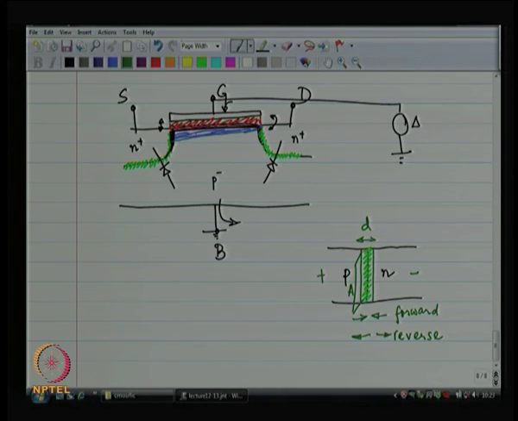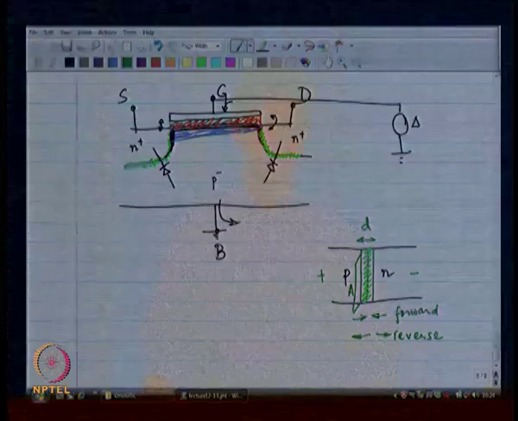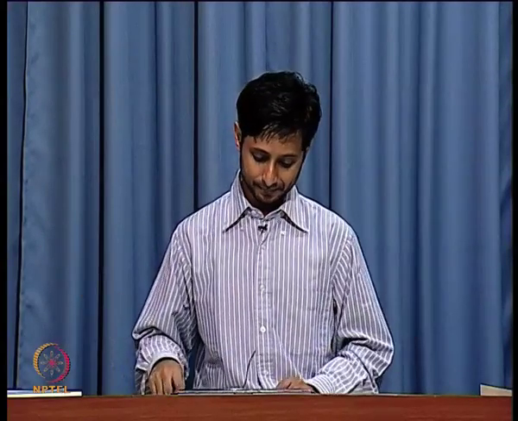So, when you reverse bias the diode, the junction expands. When you forward bias the diode, the junction shrinks. So, when you forward bias, the capacitance keeps increasing. When you reverse bias, the capacitance keeps decreasing, because the depth increases.